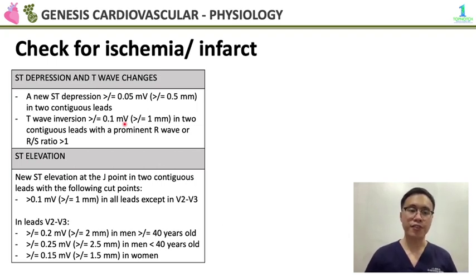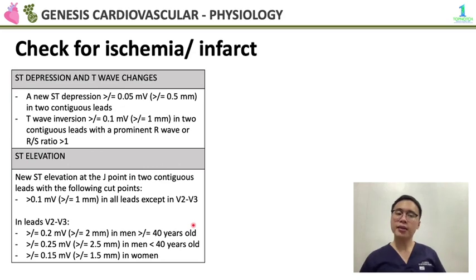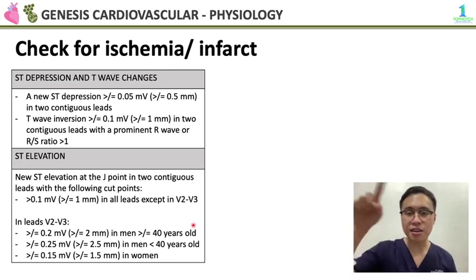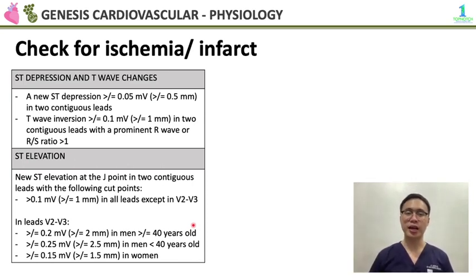And then for ST elevation, if you have ST segment elevation at the J point in at least 2 contiguous leads, the cutoff is more than 1 millimeter in all leads except V2 and V3. That's already significant, and you might want to consider an infarct in this case. But bear in mind, V2 and V3 have a different cutoff. A lot of people get confused here because they see the ECG, very high in V2, very high in V3, and immediately think, STEMI. But remember, for V2 and V3, we have a different cutoff.